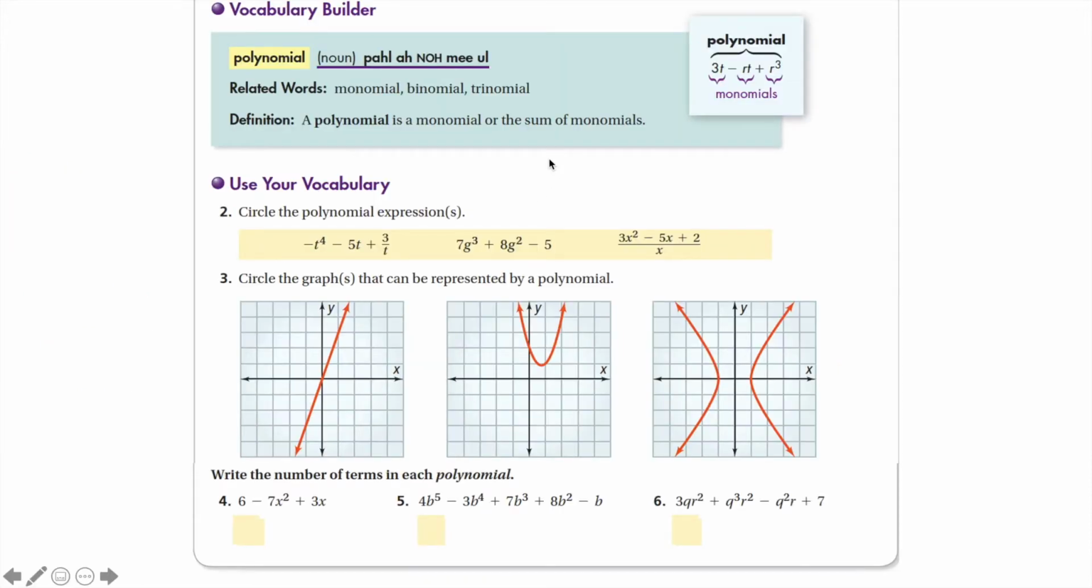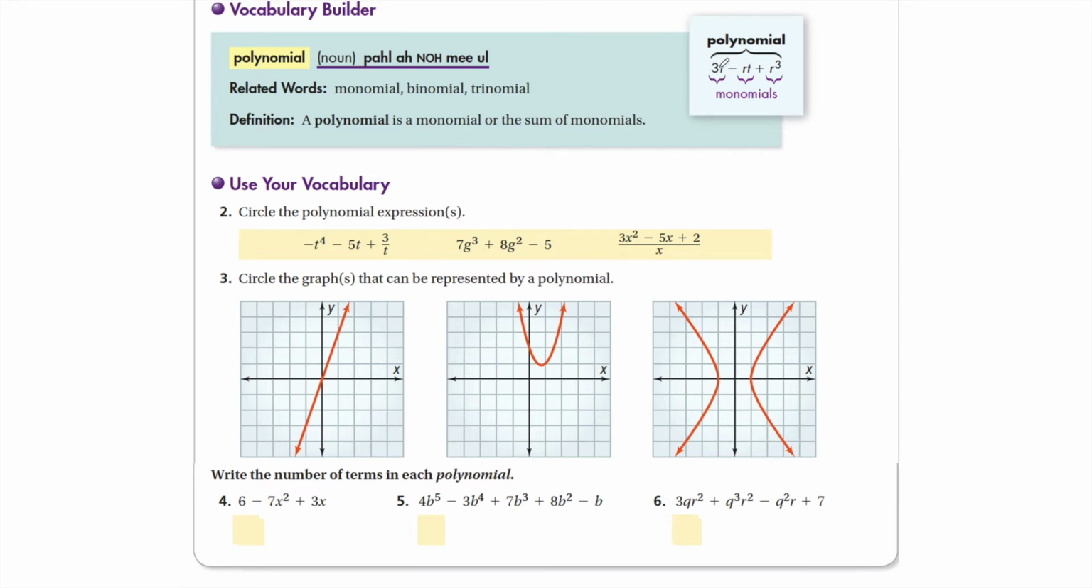So let's go a little bit more in depth with our vocabulary. Today we're going to be talking about polynomials. And some things that you might end up hearing me say are something like a monomial or a binomial or a trinomial. A polynomial is a monomial or a sum of monomials. And if you can see in the top right corner, you're going to notice that one monomial is basically anything that has its own term.